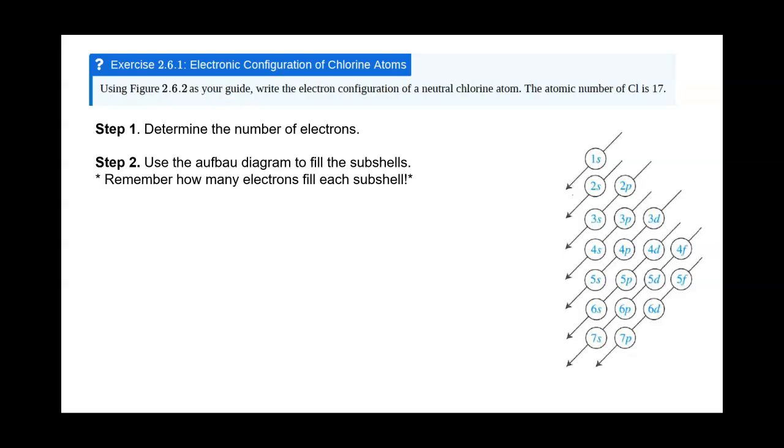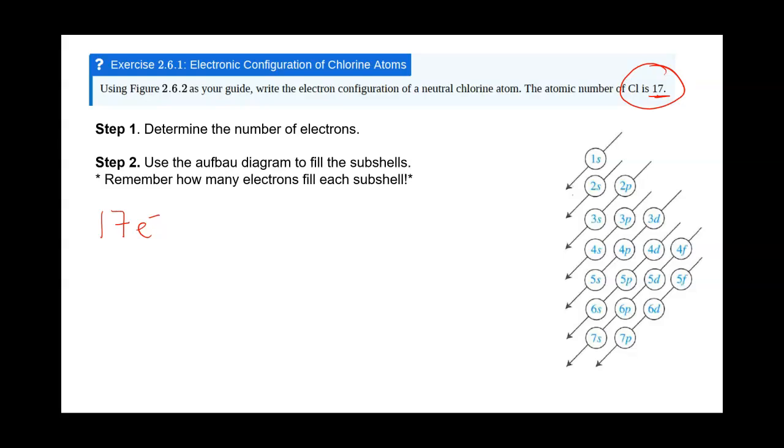So let's look at an exercise from the book. It's always good to practice the exercises that are given in the chapter, just for preparation for our quizzes. So let's have a look at this. It says, using figure 2.6.2 as your guide, which is an Aufbau diagram, write the electron configuration of a neutral chlorine atom. The atomic number of chlorine is 17. So the first thing we want to do, step 1, determine the number of electrons. That's going to be 17 because the atomic number for chlorine is 17.